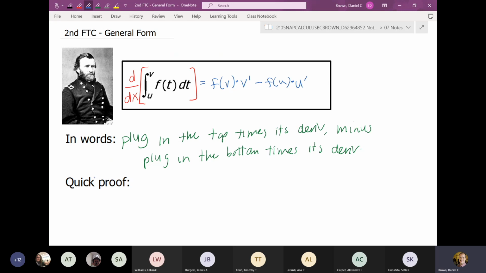Not going to worry about a quick proof because we saw an example of why that works out. But it's kind of combining this idea of how we evaluate definite integrals with the chain rule, since we are in some ways taking the derivative. Questions on that formula?